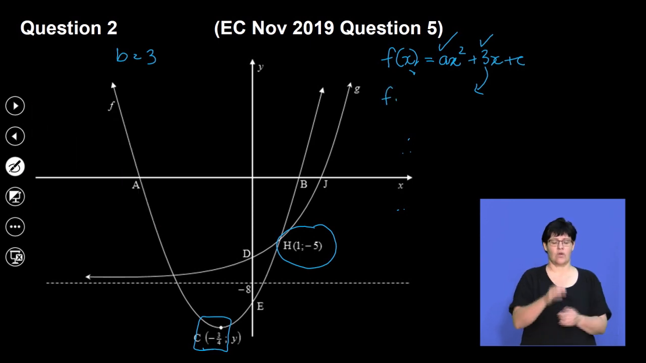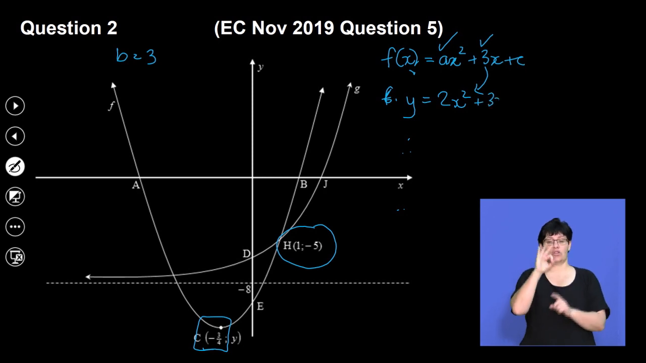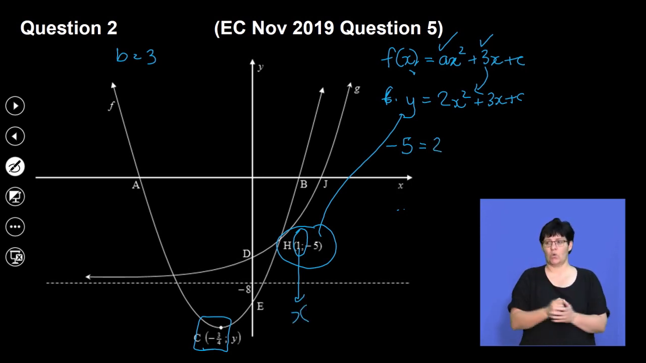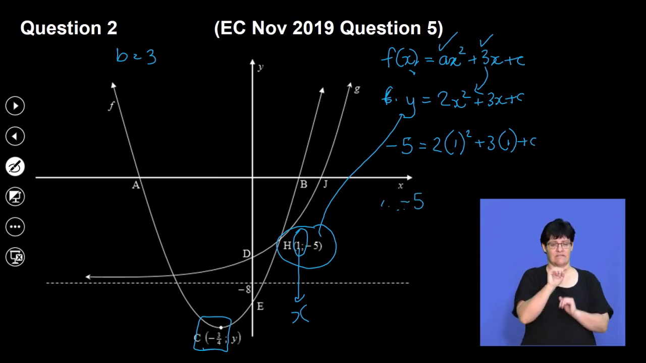So f of x, or let's say y rather, because we're going to sub a value of y, and y is equal to 2x squared plus 3x plus c. And finally, I'm going to sub that into there. So minus 5 is equal to, and I'm going to sub that 1 into all the values of x. So it's 2 times 1 squared plus 3 times 1 plus c. So therefore, minus 5 is equal to, that's 2 plus 3 plus c.